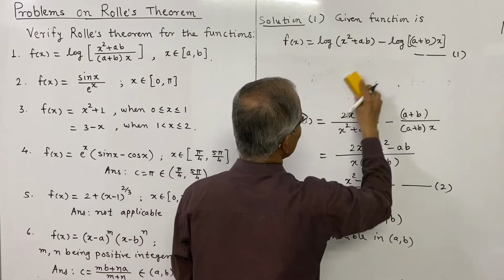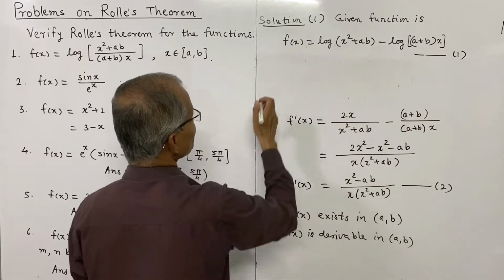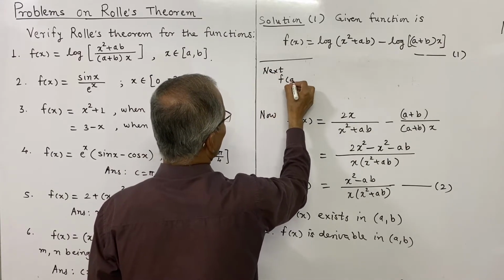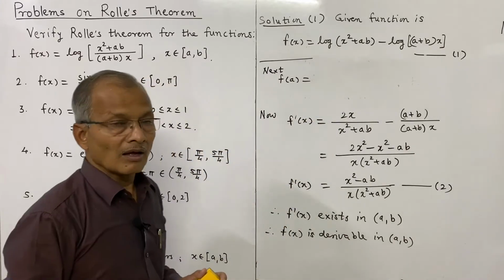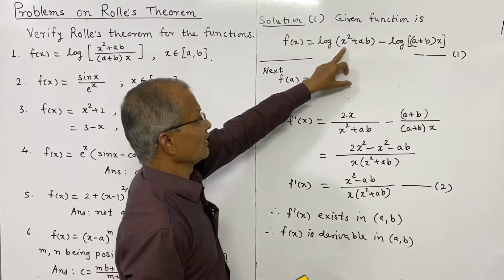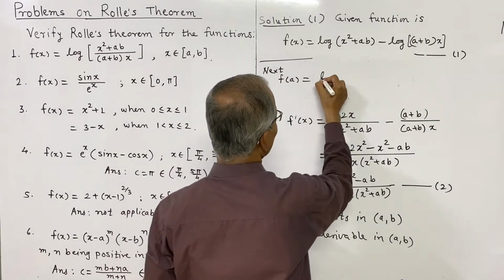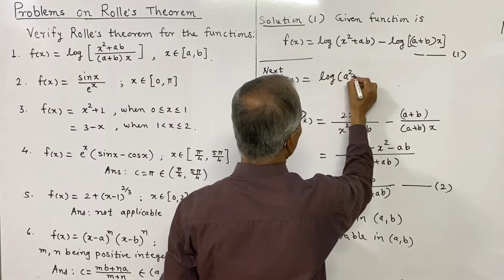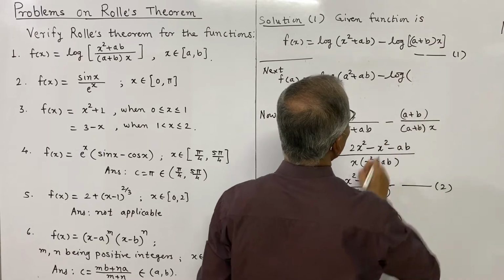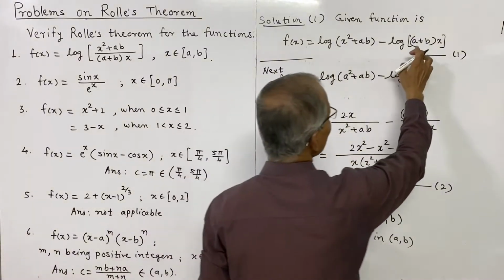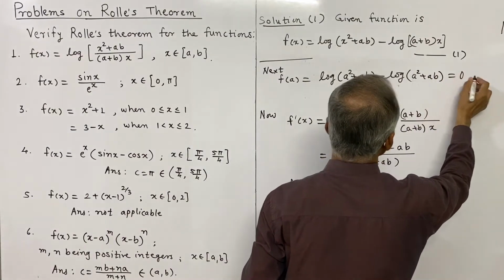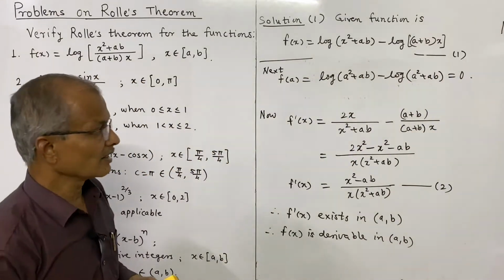Next, f of a is, from this, you see, in place of x we have to write a, so log of a square plus ab minus log of a plus b into a, that is again a into a square plus ab, and certainly this is 0, equal values and their subtraction.